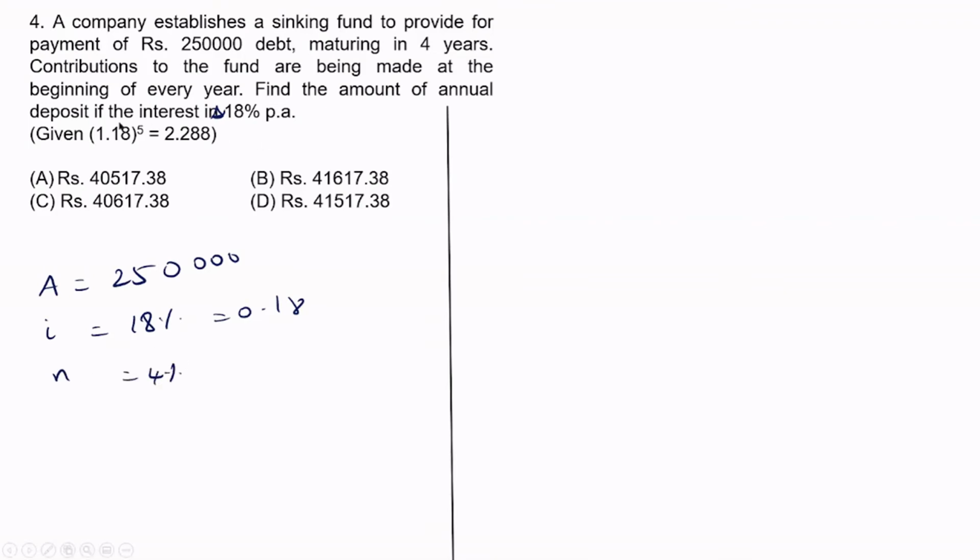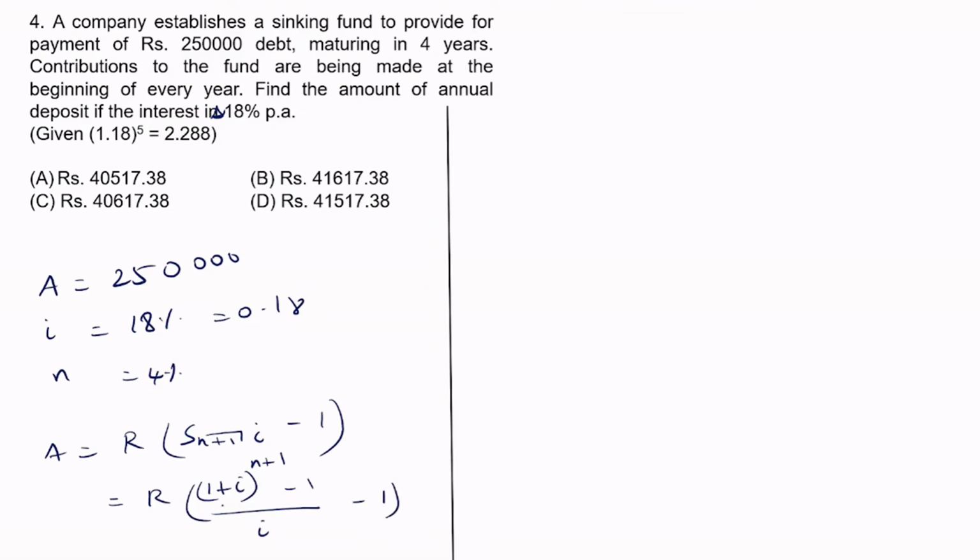Since the contributions are made at the beginning, we need to use the formula A is equal to R into S at an angle N plus 1 at I rate per period minus 1. Or it is equal to R into 1 plus I the whole raised to N plus 1 minus 1 upon I. Then there is 1 minus 1 outside.